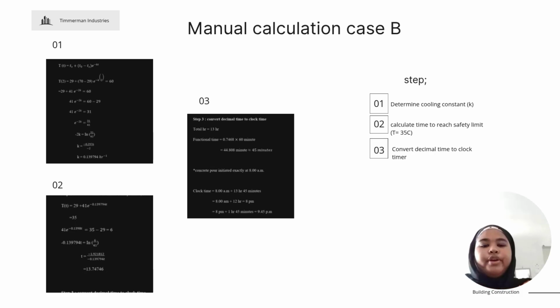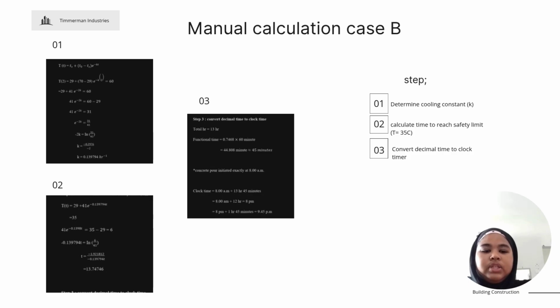Okay, we move on to case B, which is concrete temperature and setting clock. For step 1, we need to determine the cooling constant, which is K. So, we shift our focus to the concrete pouring mechanism using Newton's law of cooling. Concrete generates a lot of internal heat when mixed. Here, we observe that it starts at 70 Celsius for T0 and drops to 60 Celsius after 2 hours.